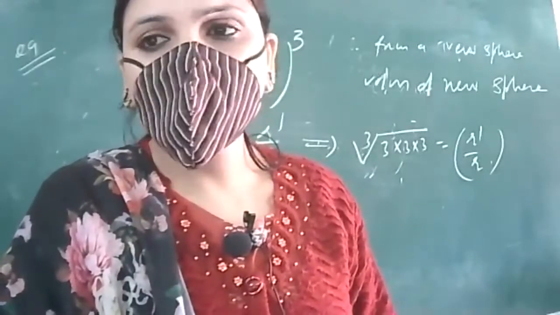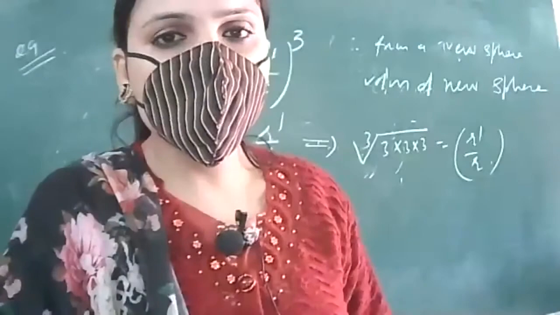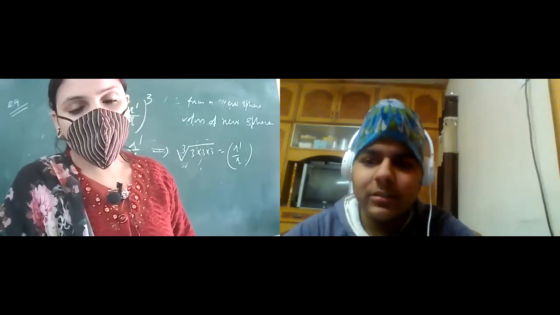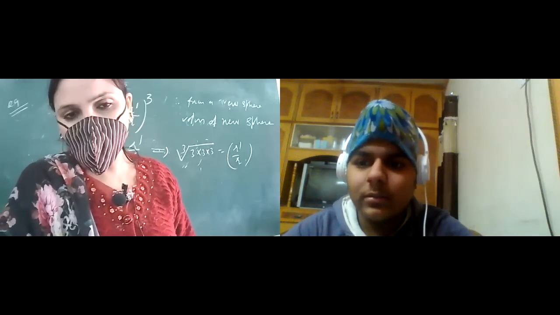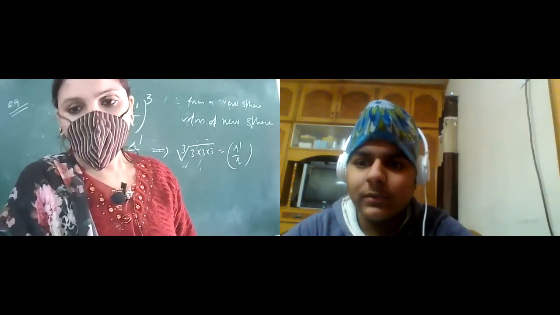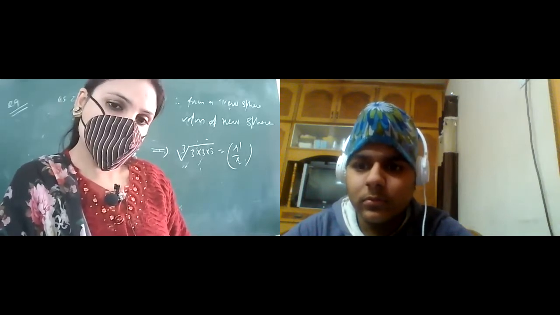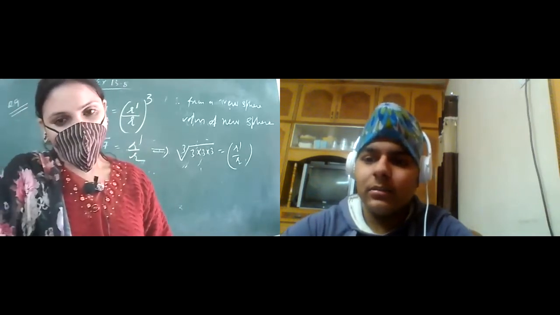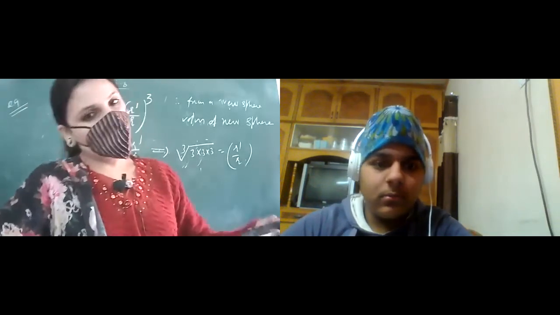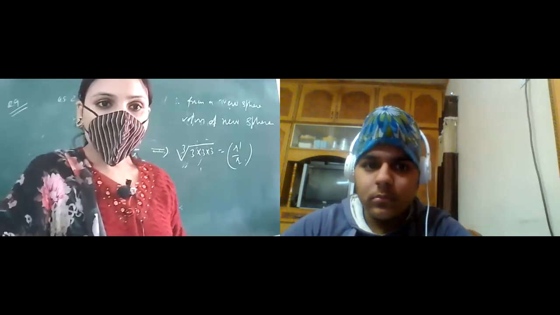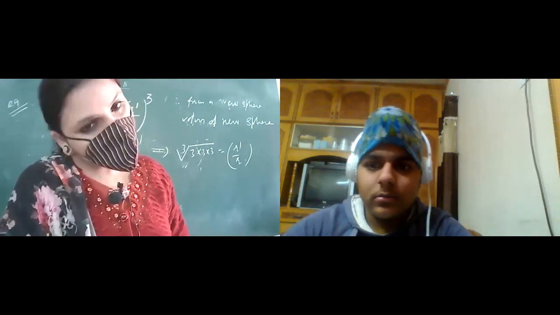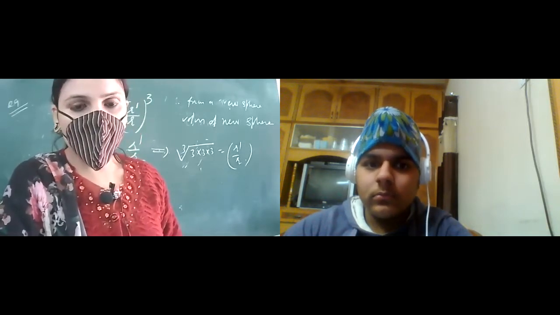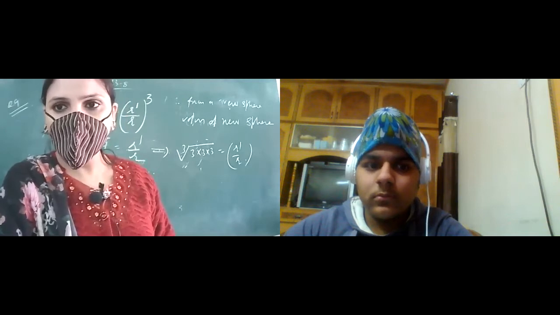Yes, Joseph Group, you tell. You are willingly raising your hand. Ma'am, S is the surface area, and S dash is the surface area of the other sphere, the one whose radius is r dash. S is the surface area of the old sphere and S dash is the surface area of the new sphere. Anyhow, you have told the right answer, but the way is different.